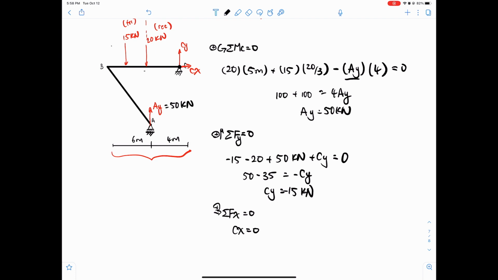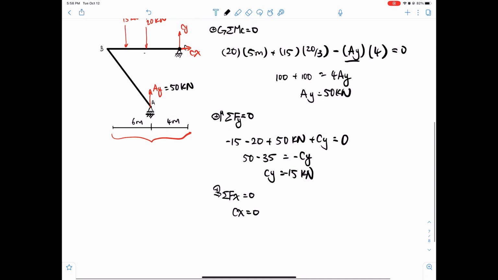And let's say you had a diagonal force here, right? It would be a bit harder of a problem, but same principle. You would just want to break that out into horizontal and vertical components, all right? So CX would just equal 0.